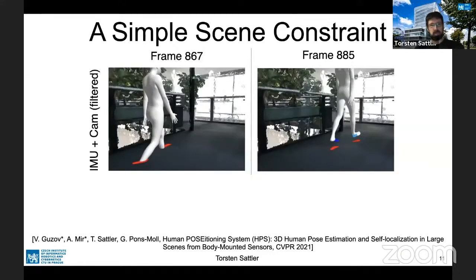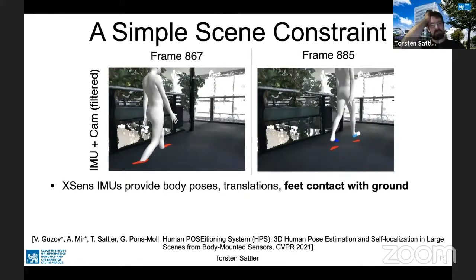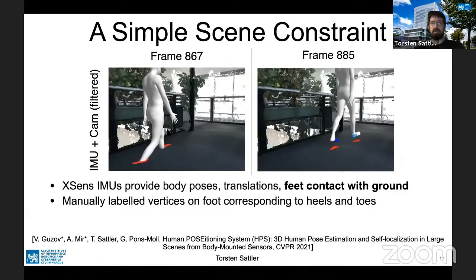And in this work, we use a very simple one in order to avoid that the human can walk through the ground or above the ground. But you could also add more complex ones. The way that this is done is we use Xsens IMUs, which give us body pose. It gives us some idea of how the body moves in 3D space. But it also gives us information about whether one of the feet, or which foot, is currently touching the ground. And what we did is we manually labeled vertices on the feet corresponding to the toes and the heels.